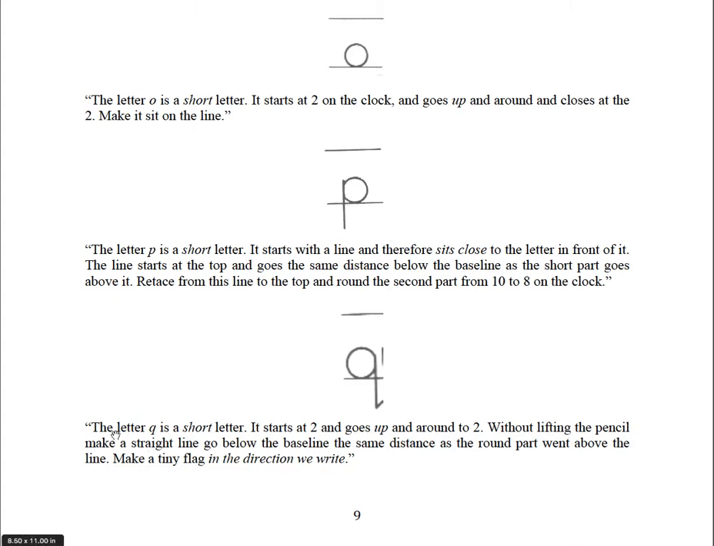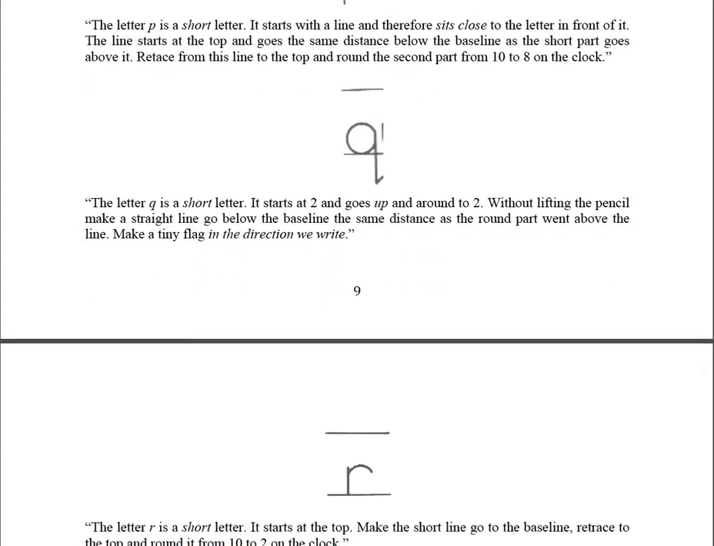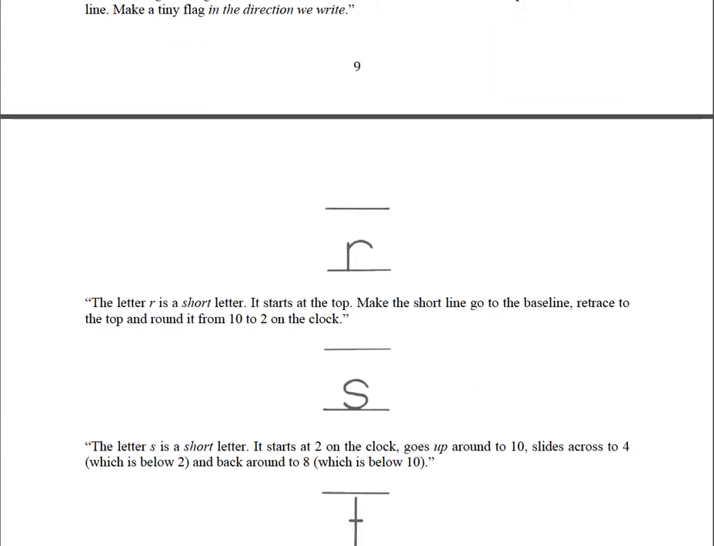Q is kind of similar. The letter Q is a short letter. By the way, the kids confuse these all the time. The Q is a short letter. It starts at 2 o'clock and then we go up and around to 2 o'clock, and then without lifting the pencil, make a straight line below the baseline, and then draw a tiny flag in the direction we write. Some people prefer to actually put a curved line there, that's okay, if that's what your program or whatever you do does.